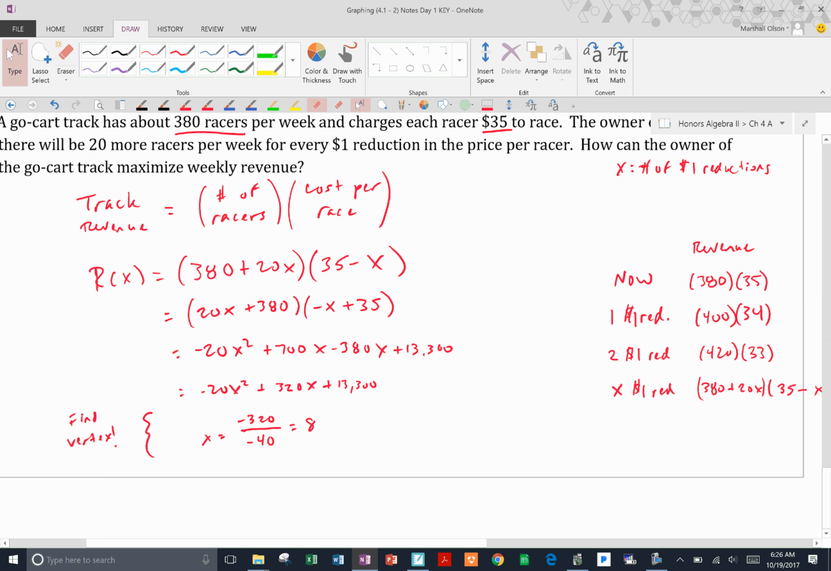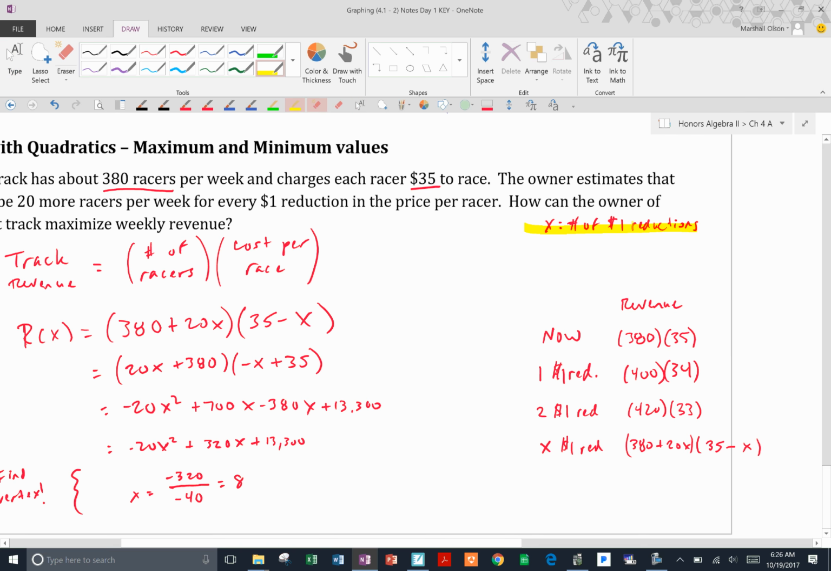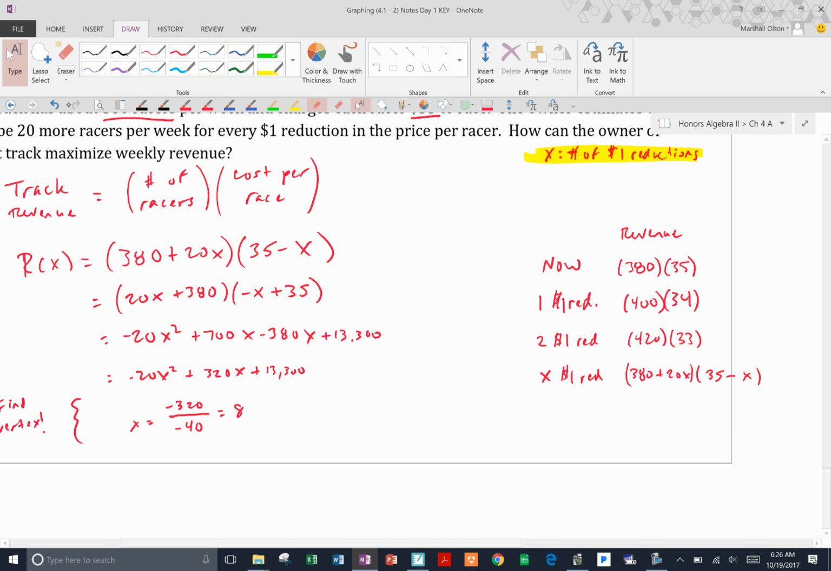That is the number of $1 reductions. So he's going to reduce it by $8, in other words. He's going to do 8 $1 reductions. Usually I'd write this with a little bit nicer sentence, but just for time, I'm going to write that. Let's also find what the revenue is going to be by putting 8 back in.